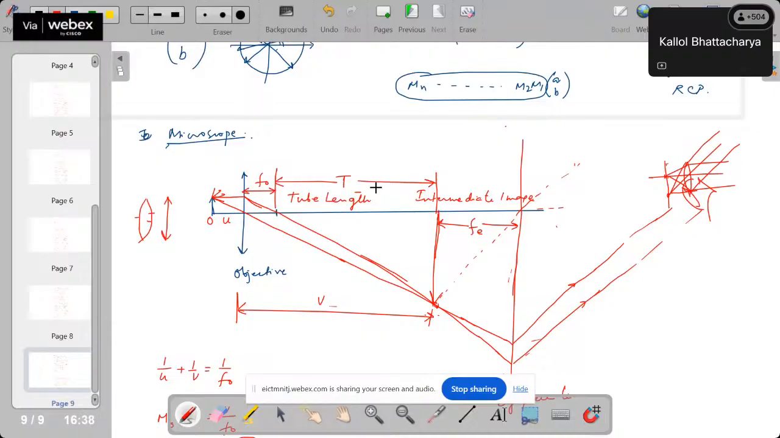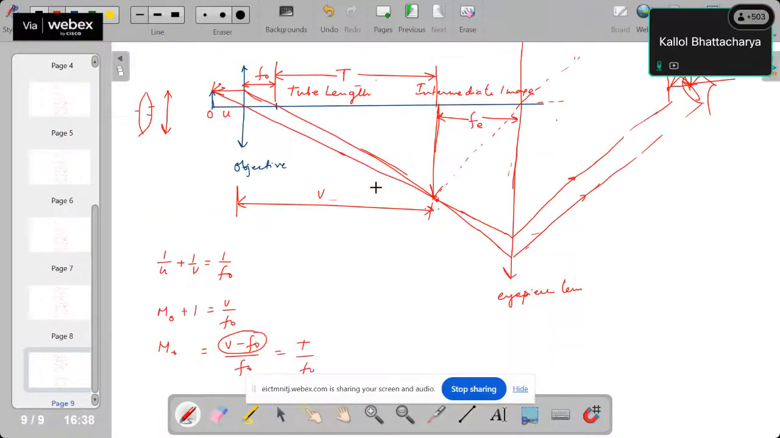Okay, T represents the tube length. In simple terms, a microscope is a monocular microscope. Of course, these days we have binocular microscopes where the ray from the object passing through the objective is now diverted into two eyepieces so that you have comfortable vision with both the eyes.